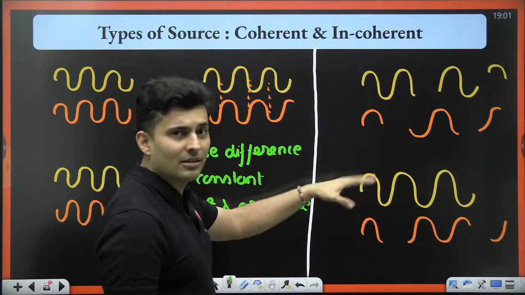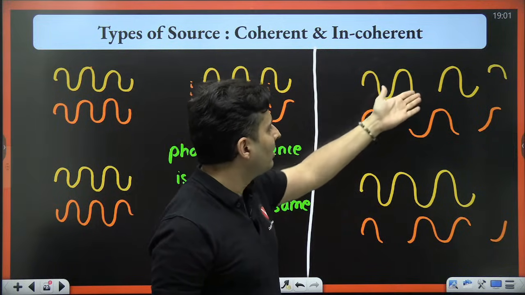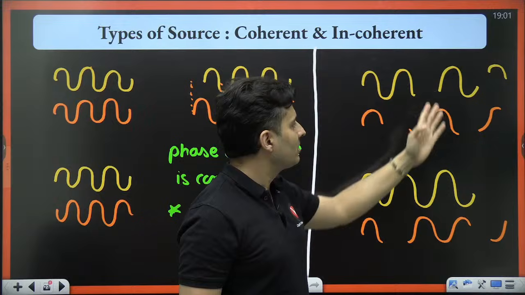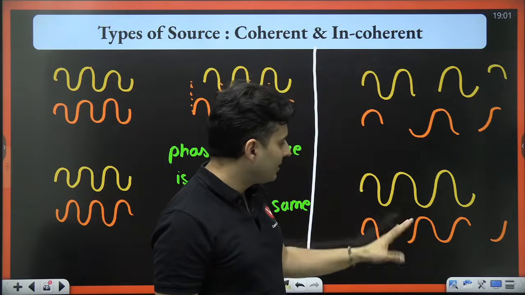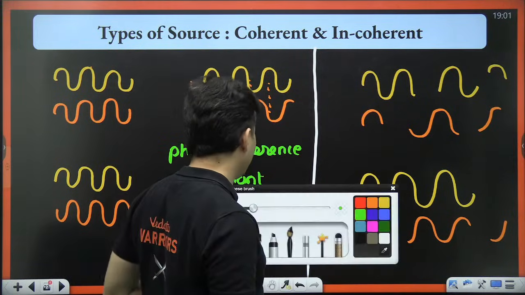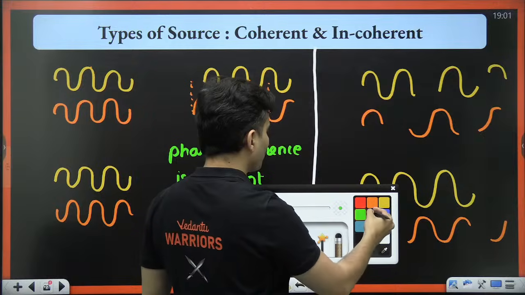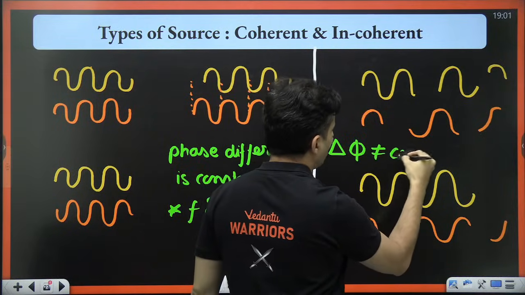Here, there is no guarantee. Sometimes a crest is there with a crest, sometimes nothing is there with something, sometimes a trough is there, sometimes both are not there. See over here what nonsense is happening. It's completely unpredictable. I don't like this. This is called incoherent sources. So over here, the phase difference is not constant.